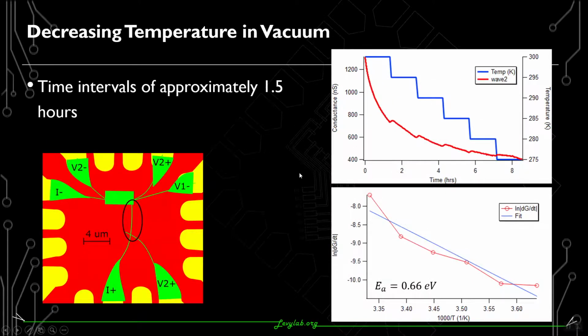The next test we looked at was decreasing temperature in vacuum. This was the first test where we switched to both the 1- and 2-dimensional device. However, I've highlighted here that we're only using the 1-dimensional device for this data. We increased the time interval here to approximately an hour and a half, and what we find here is that the activation energy when we store the sample in vacuum drops to 0.66 eV, about a 20% change in the activation energy.